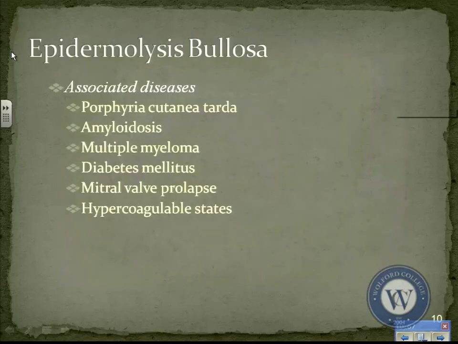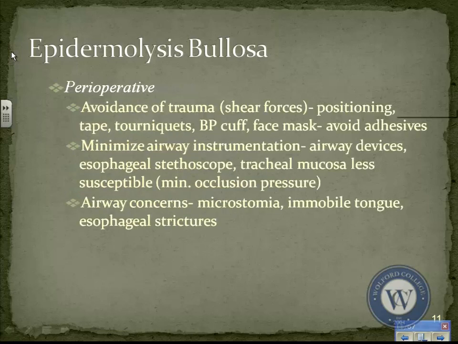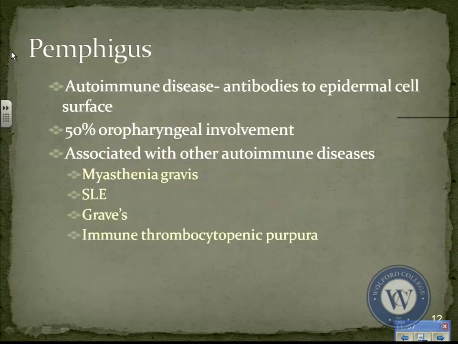The other thing is that epidermolysis bullosa is associated with many other diseases, some of them autoimmune. You've got porphyria cutanea tarda, amyloidosis, diabetes, mitral valve prolapse, and hypercoagulable states as associated diseases. Perioperatively, you want avoidance of trauma and shear forces like I just told you about. Okay? Minimize airway instrumentation. Airway concerns include immobile tongue, esophageal strictures, and microstomy.